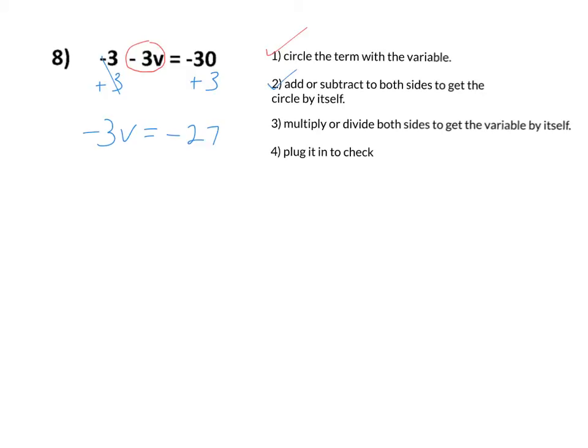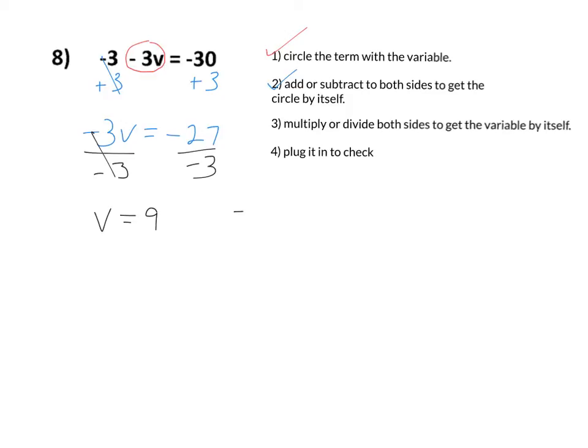Step 2 is done. Step 3, the inverse of multiplying by -3 is dividing by -3. Divide both sides by -3. I get v is equal to negative divided by negative is positive. 27 divided by 3 is 9.